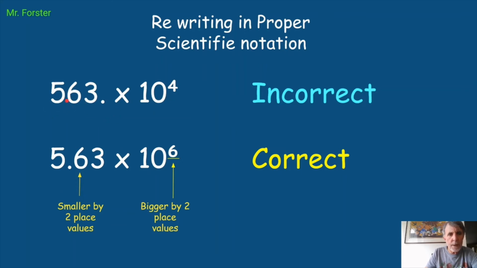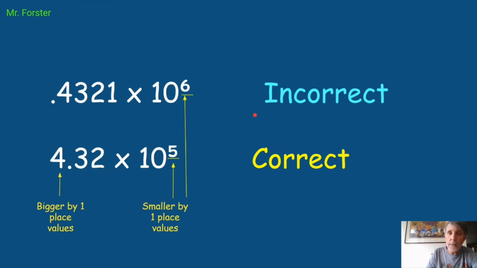It goes right there. So I made this number here, 563, smaller by 2 place values. So I have to make this number bigger by 2 place values. So I added 2 to 4 to get 6. So I made this smaller by 2 place values, and I made this bigger by 2 place values. That's how I like to think of it.